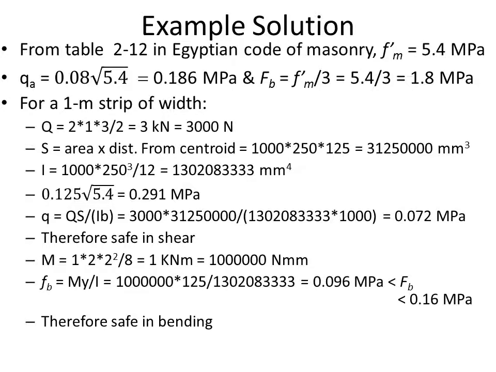M is equal to 1 times 2 times 2 squared over 8. This is 1 kilonewton meter, which is 1 million newton millimeter. Then multiply this number by y over I, you will get 0.096 megapascal, which is less than the allowable bending value. So this is guaranteed to be safe in tension due to bending action. Okay, so this is safe in tensile bending stress.